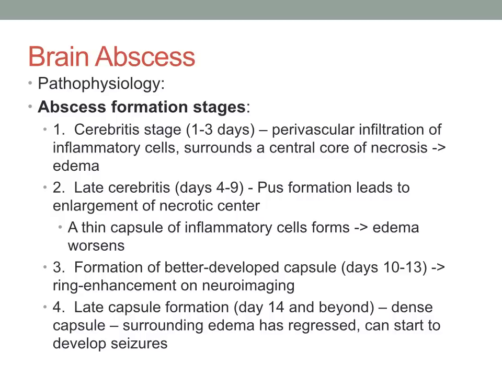From there, the capsule gets better structure to it, and it actually gets to a point where you can see it on neuroimaging. So that takes about 10 to 13 days for this process to happen. Once you're getting about 2 weeks and on, it's a dense, thick capsule. And you have surrounding edema, but it is getting better. But at this point, the mass-occupying lesion is so big that it's putting pressure on the brain that you could start having seizures as a result of this.